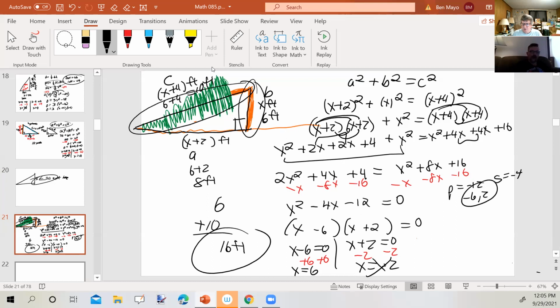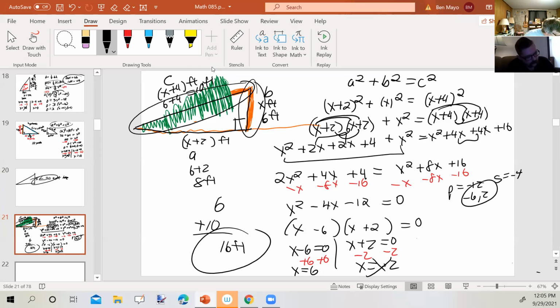All right, so this tree originally was 16 feet high. It broke off at the 6-foot level. The piece that broke off was 10 feet. Anyway, any questions about this problem? Okay, let's go back and do another one that was a rectangle.